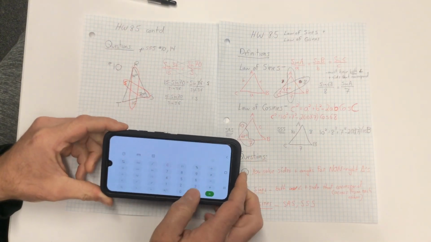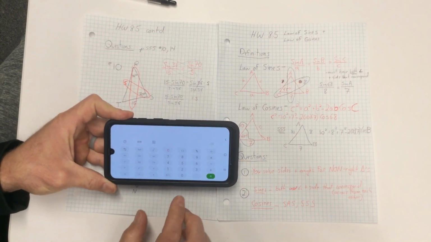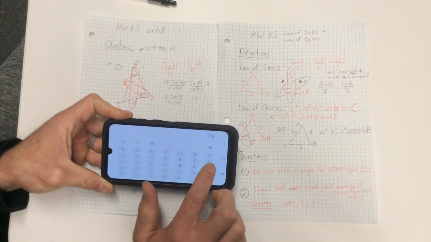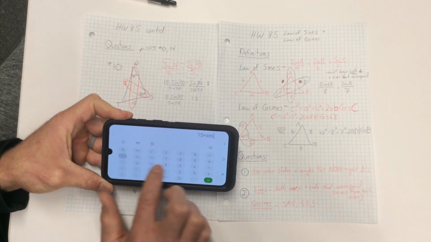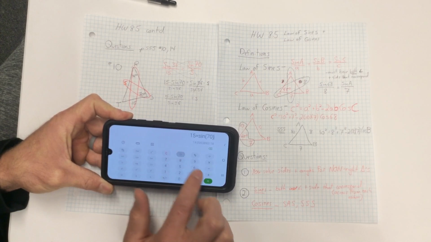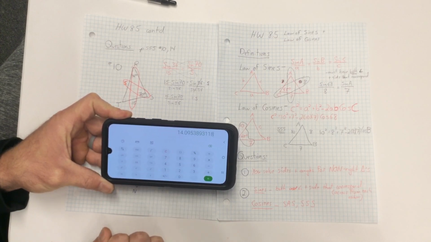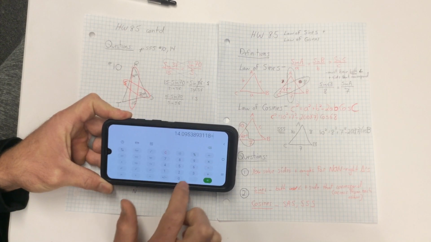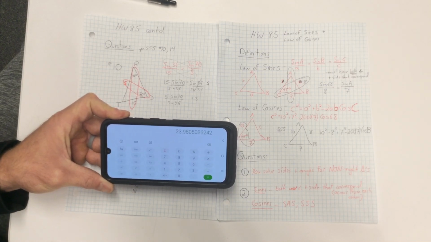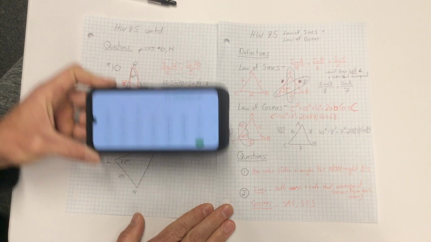Okay. So here we go. 15 times sine of 70. I'm going to go and calculate this first. Okay, then divided by the sine of 36, and we get 23.98. So we can round that up to the nearest whole. That's going to be 24.0.